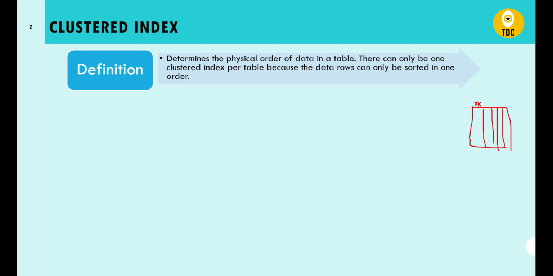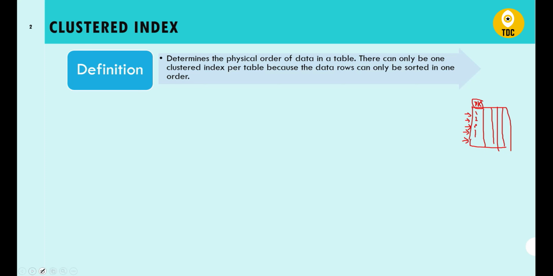So there can be only one clustered index per table. Ideally it's a primary key which will act as the clustered index, because the data rows can only be sorted in one order, right? Suppose you have a primary key as an employee ID. Based on that employee ID, it starts with, for example, 1, 2, 3, 4, and so on. This is the particular column which acts as a clustered index, and this is how the data will be physically stored in memory, so that when you're retrieving the data, the order of retrieval will be the order in which the primary key is sorted.